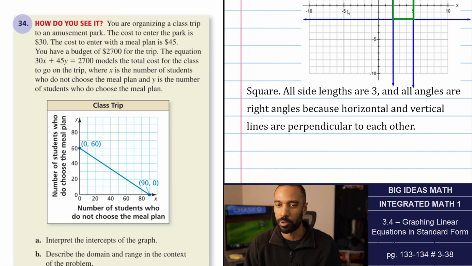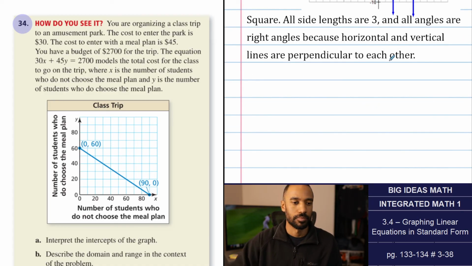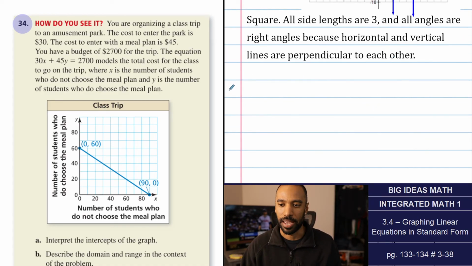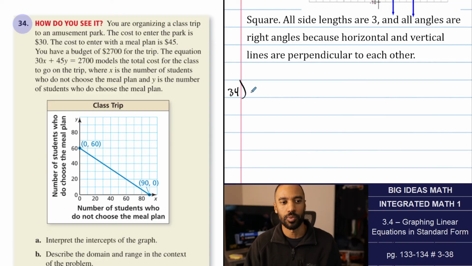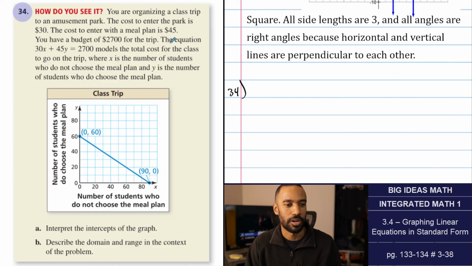This is going a little bit longer than I expected. How do you see it? You're organizing a class trip to an amusement park. That is just the best. The cost to enter the park is $30. The cost to enter with a meal plan is $45. That seems reasonable. You might want to use it. You have a budget of $2,700 for the trip.